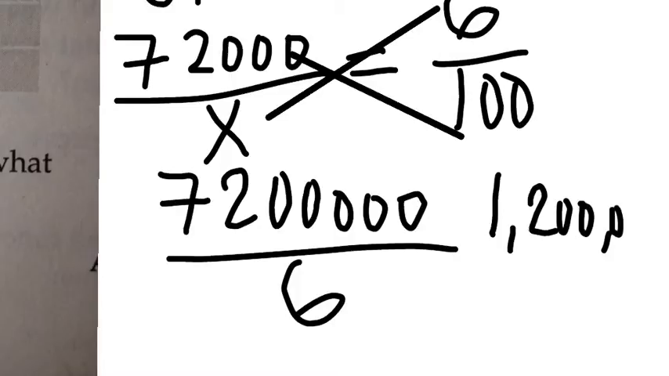$1,200,000. Okay, and that's your final answer. Now, be careful, on the calculator it's going to give you 1,200,000. Now be careful, answer number D looks similar but it's got more zeros. So the best thing to do is count your zeros.